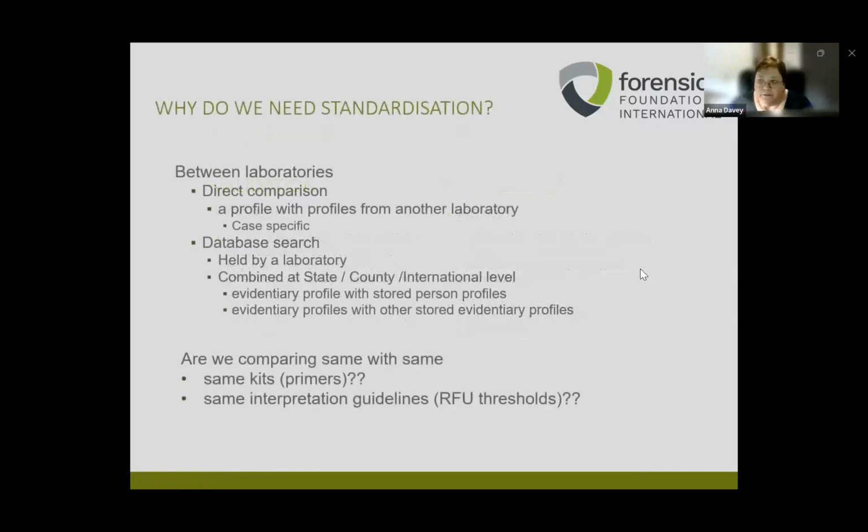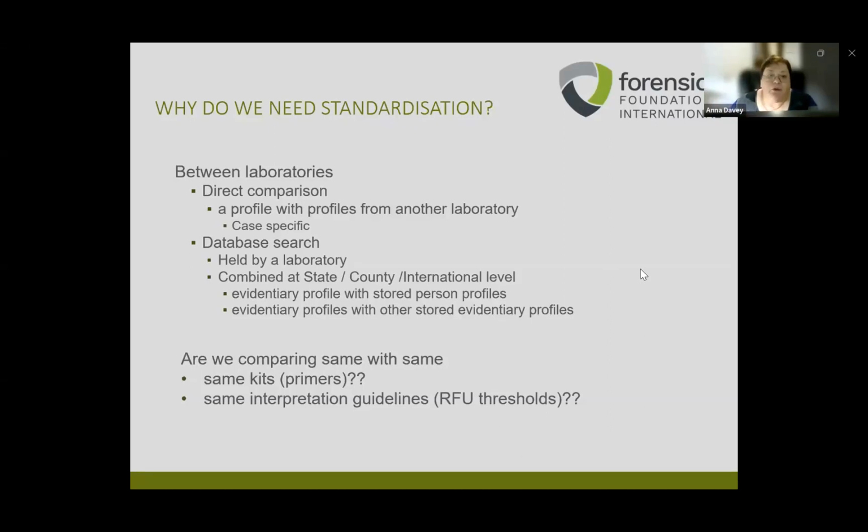So why do we need standardization? Well, we need standardization when we're comparing results between laboratories or against a database external to that laboratory. So between laboratories, you could still do a direct comparison of a profile with a profile from another laboratory. You could have a profile from an evidentiary sample, and you ask another laboratory, have you seen this profile? This is case specific again. You're not going to be doing it on every profile. You're going to be doing it because you think this other laboratory may have the offender's profile, or may have seen it.